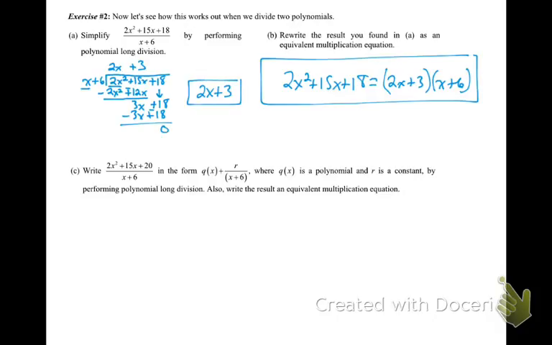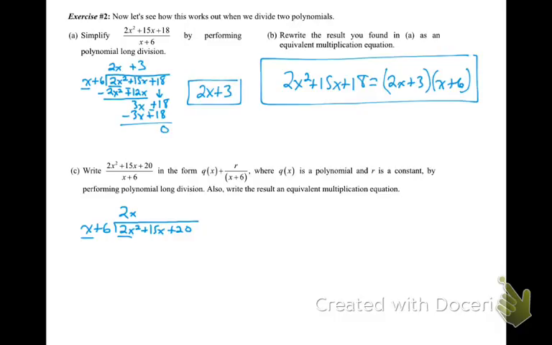Alright, letter C. Now let's look at an example where we have polynomial division that ends up with something that isn't evenly divided into the numerator. So, let's set up the division problem. 2x squared plus 15x plus 20 divided by x plus 6. Again, you just want to look at the first term of each of them. What multiplies with x to give us 2x squared? 2x does. So I'm going to write 2x on the top.